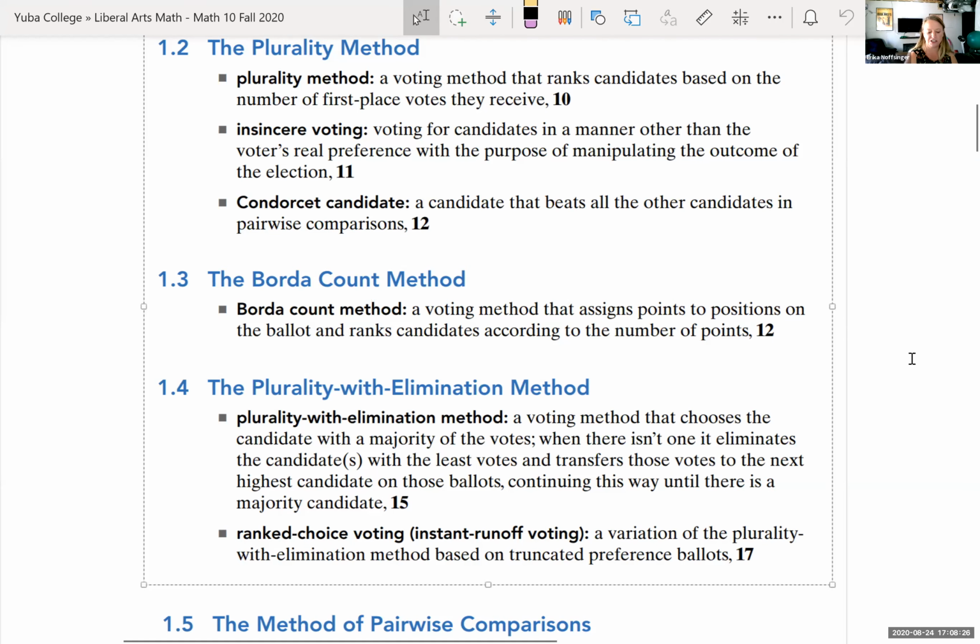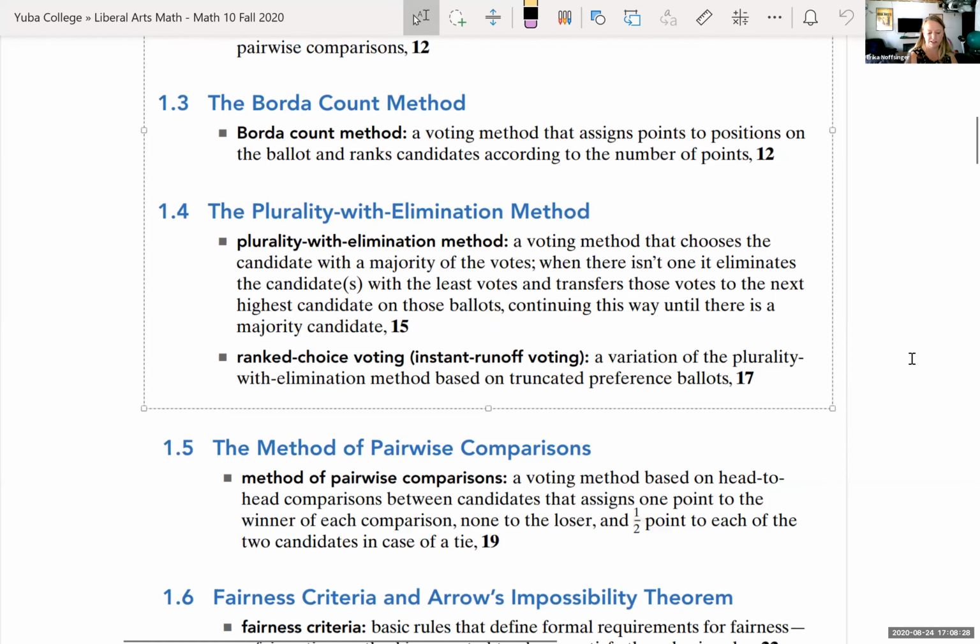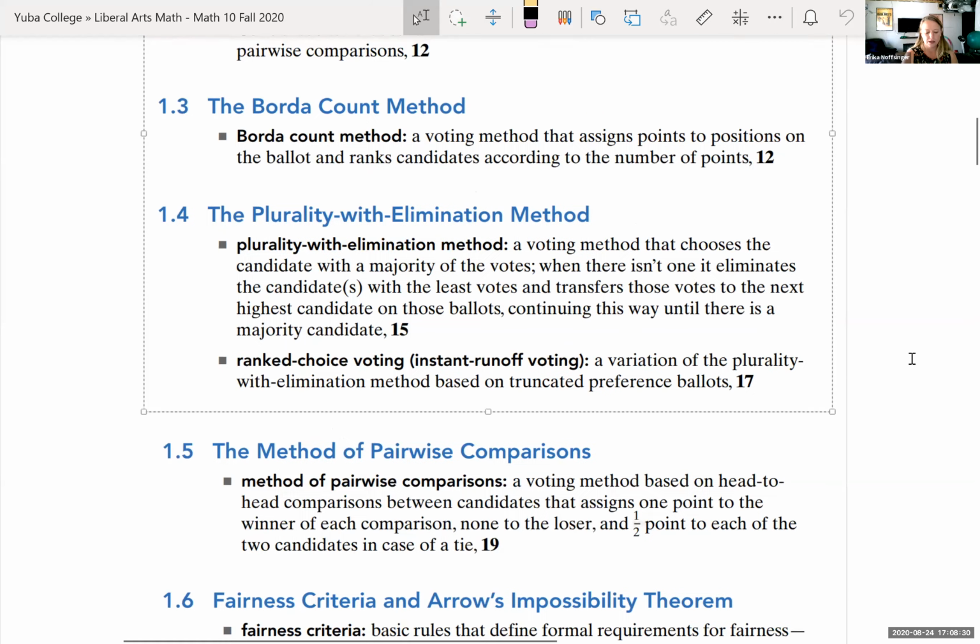Let's do 1.5 also. Methods of pairwise comparison. So we kind of did this a little bit. The method of pairwise comparison is a voting method based on a head-to-head comparison between two candidates that assigns 1 point to the winner of each comparison, none to the loser, and a half a point to each of the two candidates in a case of a tie.